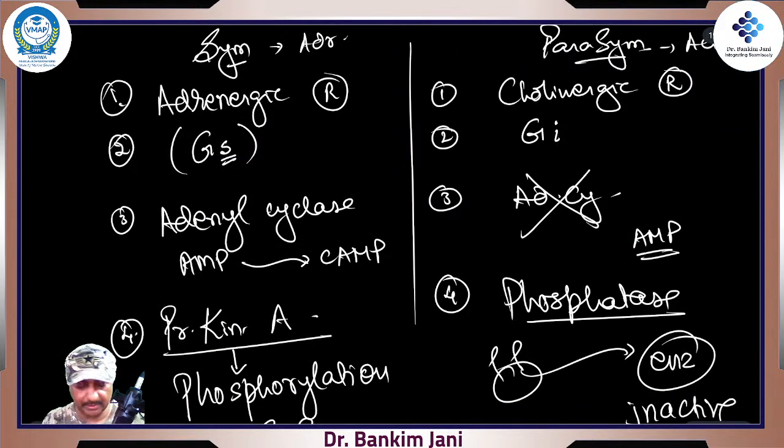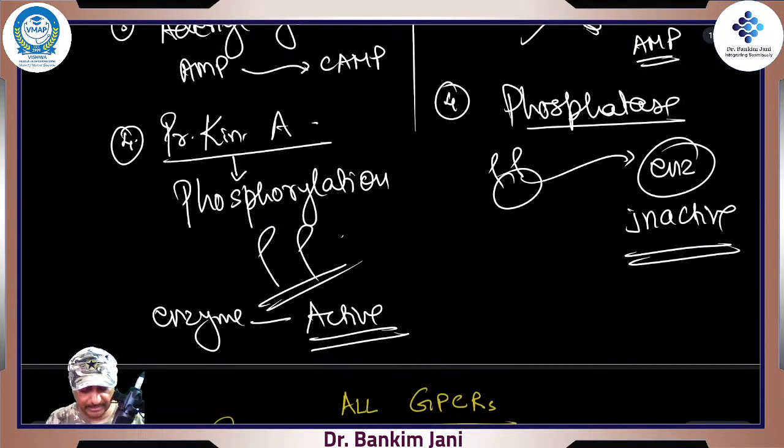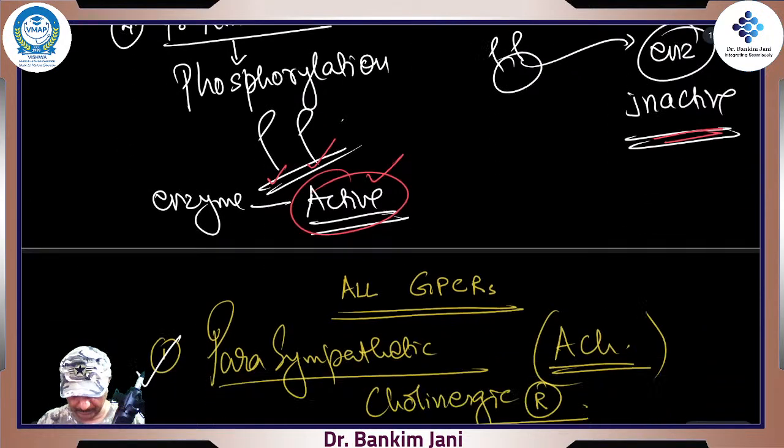Adrenergic receptors, cholinergic receptors, Gs to Gi, adenyl cyclase, right? ATP is converted to cyclic AMP, and protein kinase A, because of phosphorylation, right? Because of this effect the enzyme becomes active. Here it becomes ulta. Because of phosphatase, it takes away those phosphates and it becomes inactive, right?